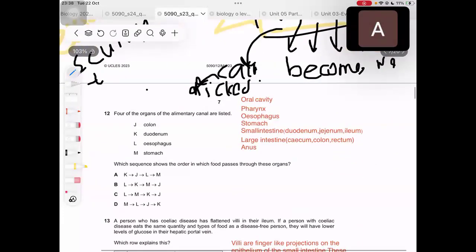Right. 12th question. Four of the organs of the alimentary canal are listed. Which sequence shows the order in which food passes through these organs? Right. So the organs are colon, duodenum, esophagus, and the stomach.